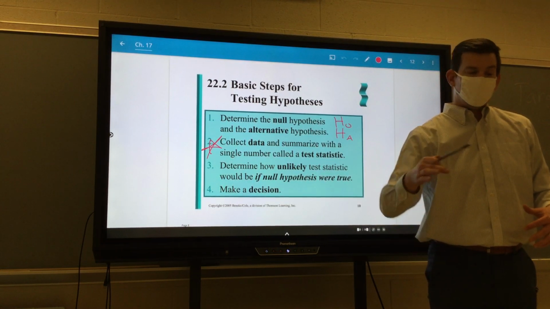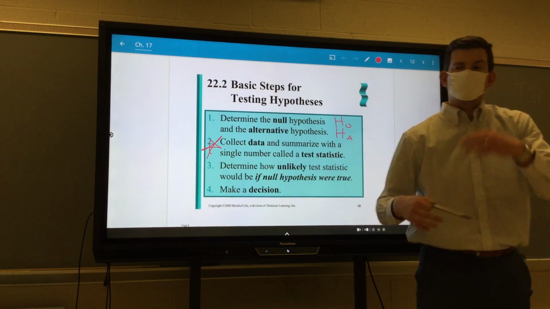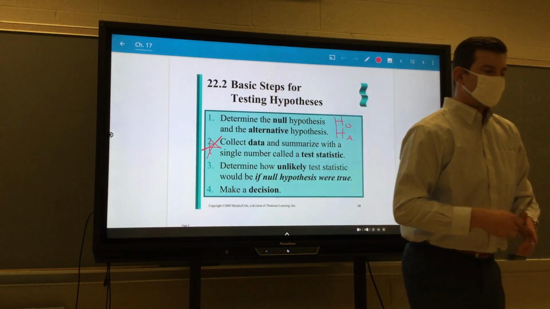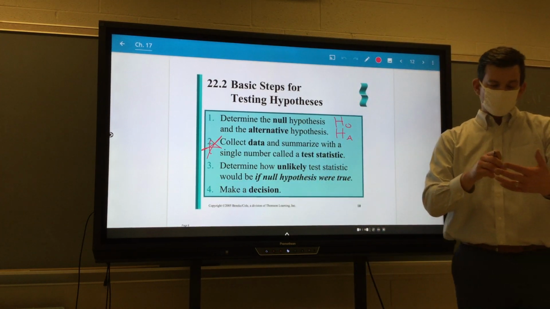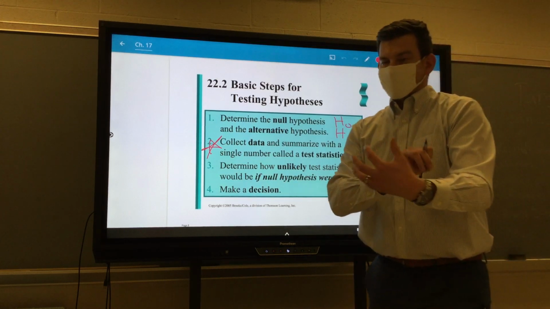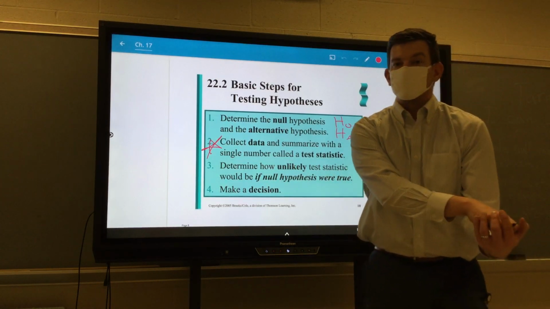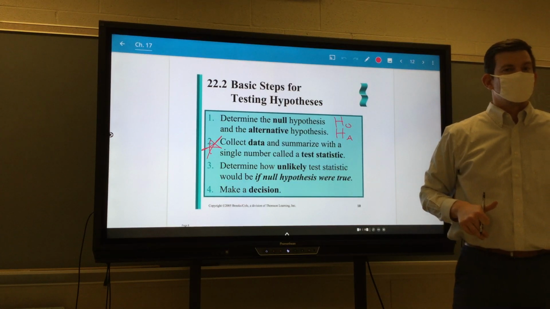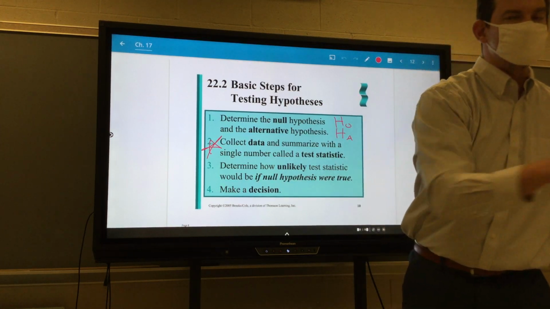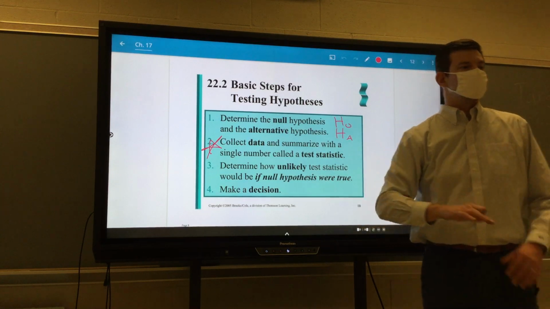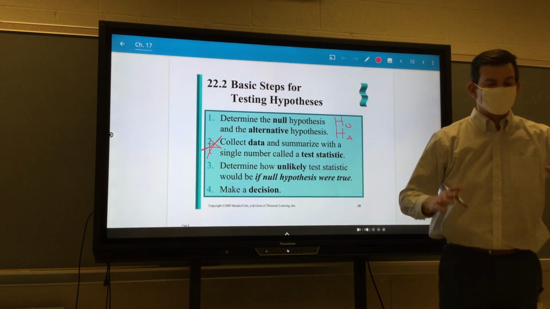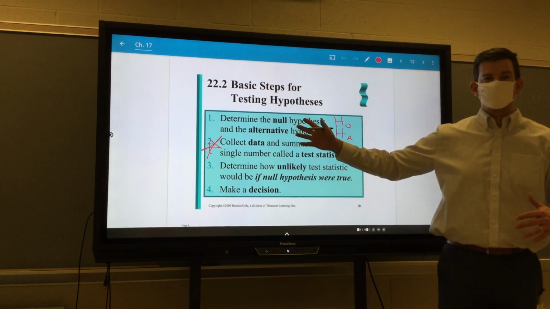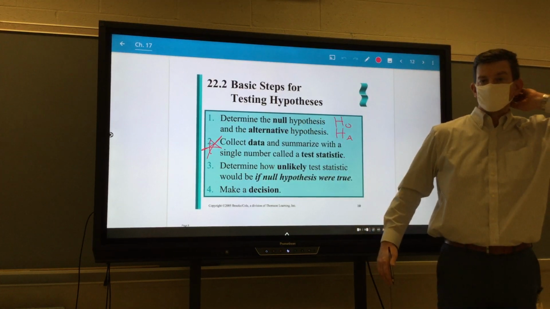It is actually unethical to start collecting your data, looking at the numbers and seeing, oh, look at this trend here. I think I have evidence that it's actually going to be smaller than the accepted belief. So I'm going to run this with a one-sided alternative hypothesis. No. That is an ethical violation. We talked about ethics a little bit.